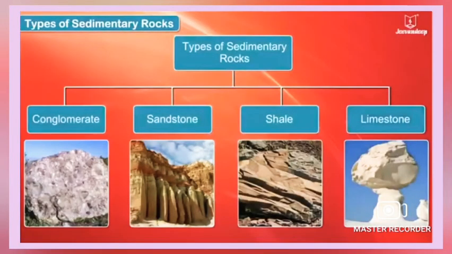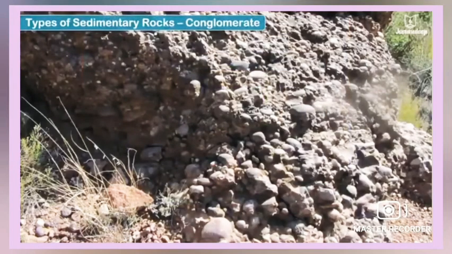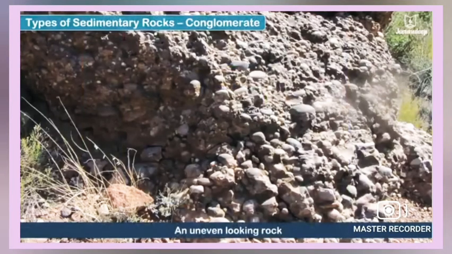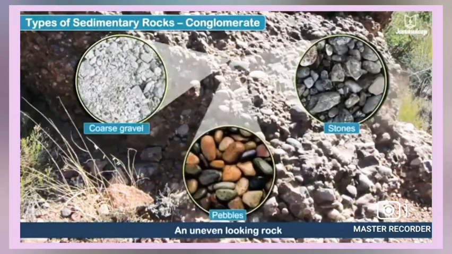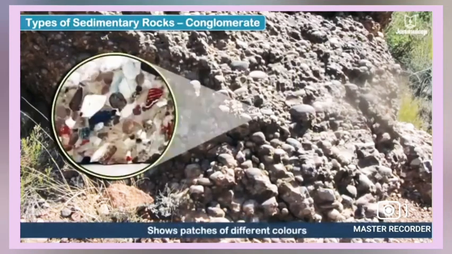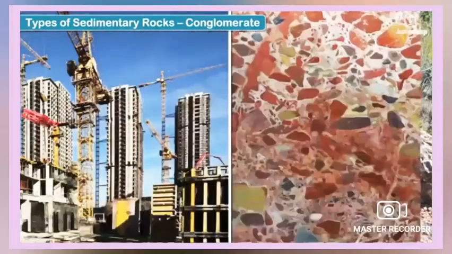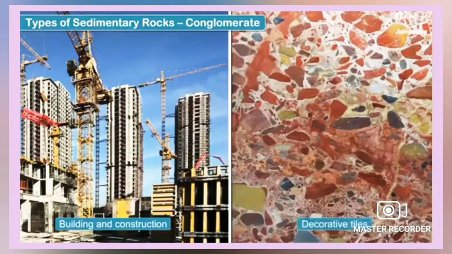Types of sedimentary rocks. Conglomerate. This rock consists of coarse gravel, stones, and pebbles which solidify into an uneven looking rock. It even shows patches of different colors. The conglomerate rock is used for building and construction work and is also seen in decorative tiles, etc.